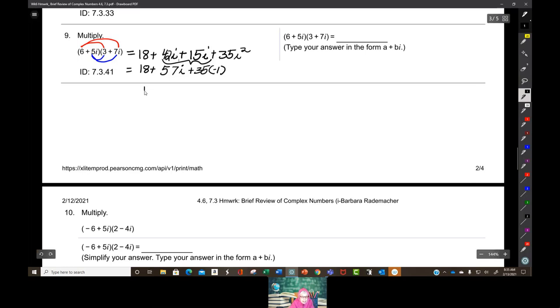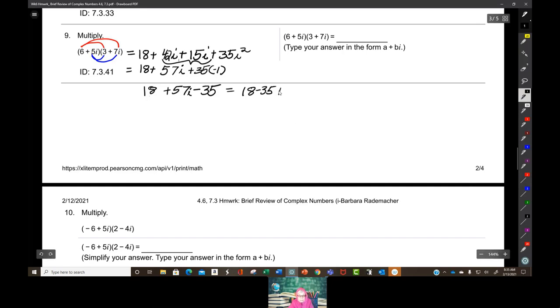So that'll be 18 plus 57i minus 35. So that'll be 18 minus 35, because these are not i numbers, they're real numbers. Oops. And don't forget your i on the 57, or you'll just be adding them all together.